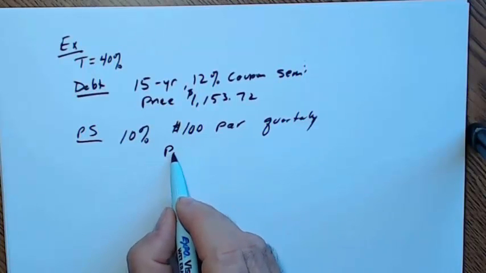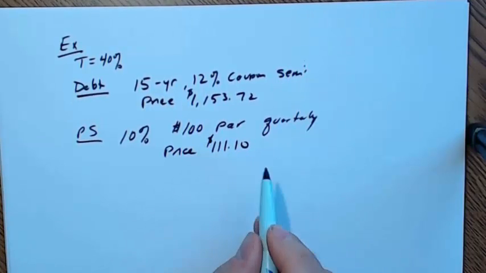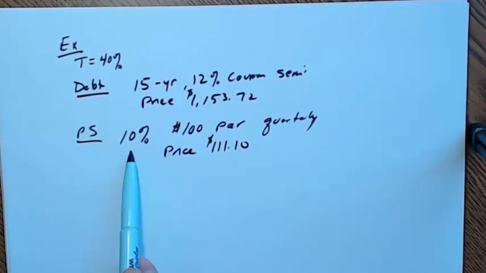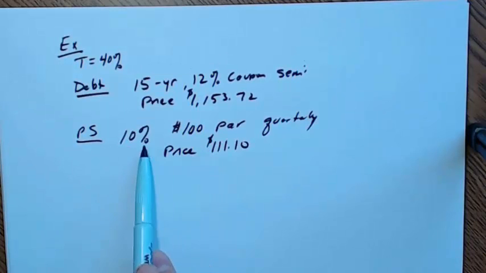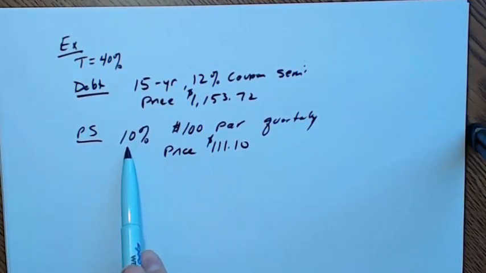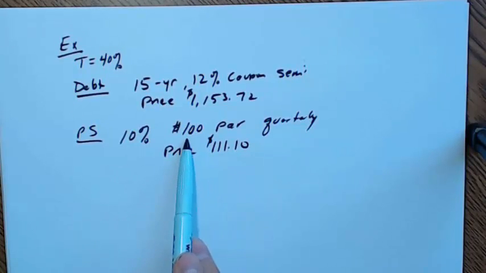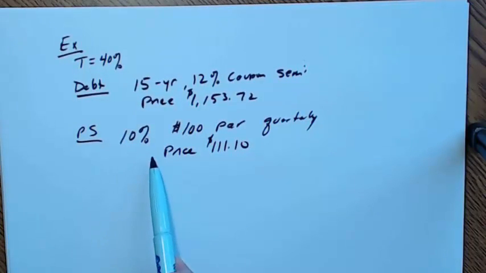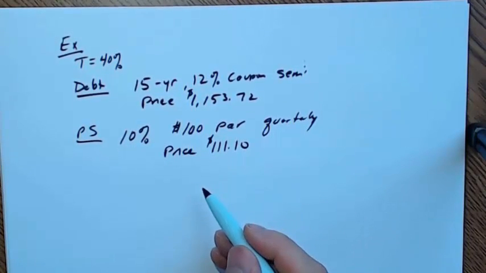And the price sells for $111.10, which means, you know, right off the bat, that's telling you something. That is telling you that this preferred stock is at a premium, and interest rates must be less than 10%, because this is an attractive preferred stock. It's selling above par, because 10% must be higher than the going market rate. The market rate, you know, maybe it's 8% or so. This thing's paying off a little bit more. So it sells at a premium.